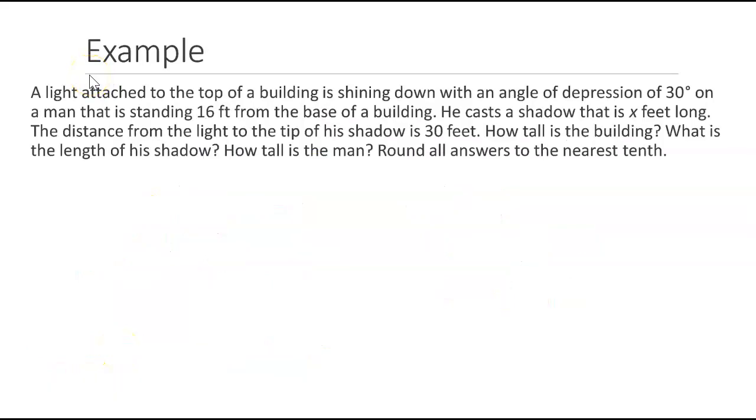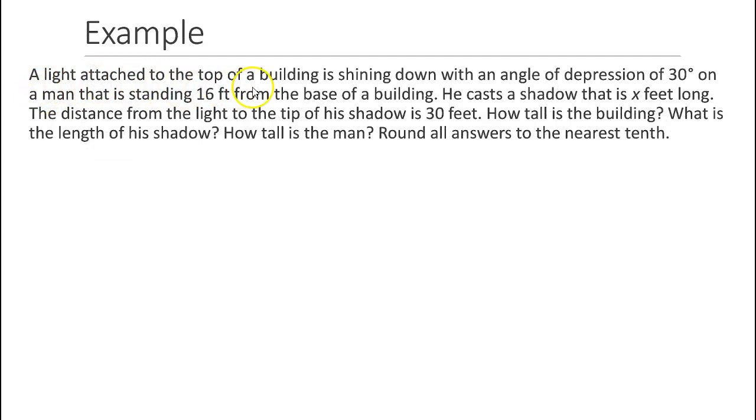In this next example, we have a light attached to the top of a building is shining down with an angle of depression of 30 degrees on a man that is standing 16 feet from the base of a building. So a light attached to the top of a building is shining down with an angle of depression of 30 degrees on a man that is standing 16 feet from the base of the building.